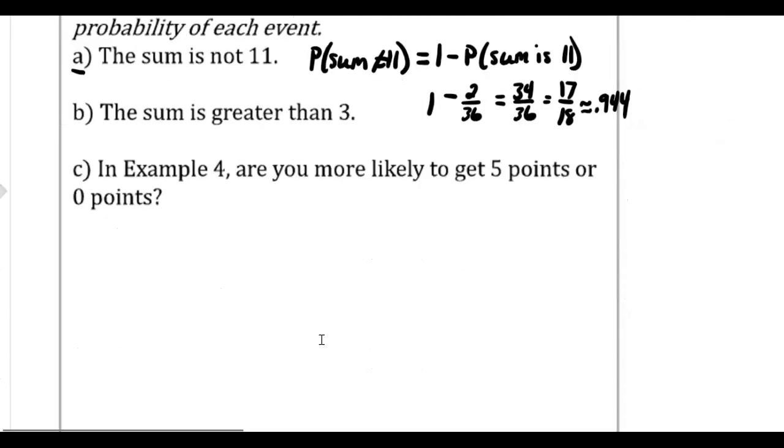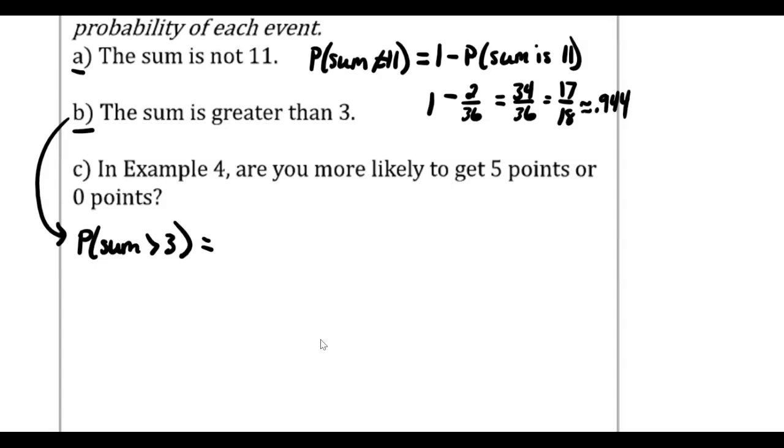Okay, let's go ahead and try the sum is greater than 3. I'm going to come down here to do this one. So the probability that the sum is greater than 3, you can do that, but that's a ton of numbers. So let's use a complement. Let's do 1 minus the probability of the opposite: the sum is less than or equal to 3, because that's a lot easier to find.